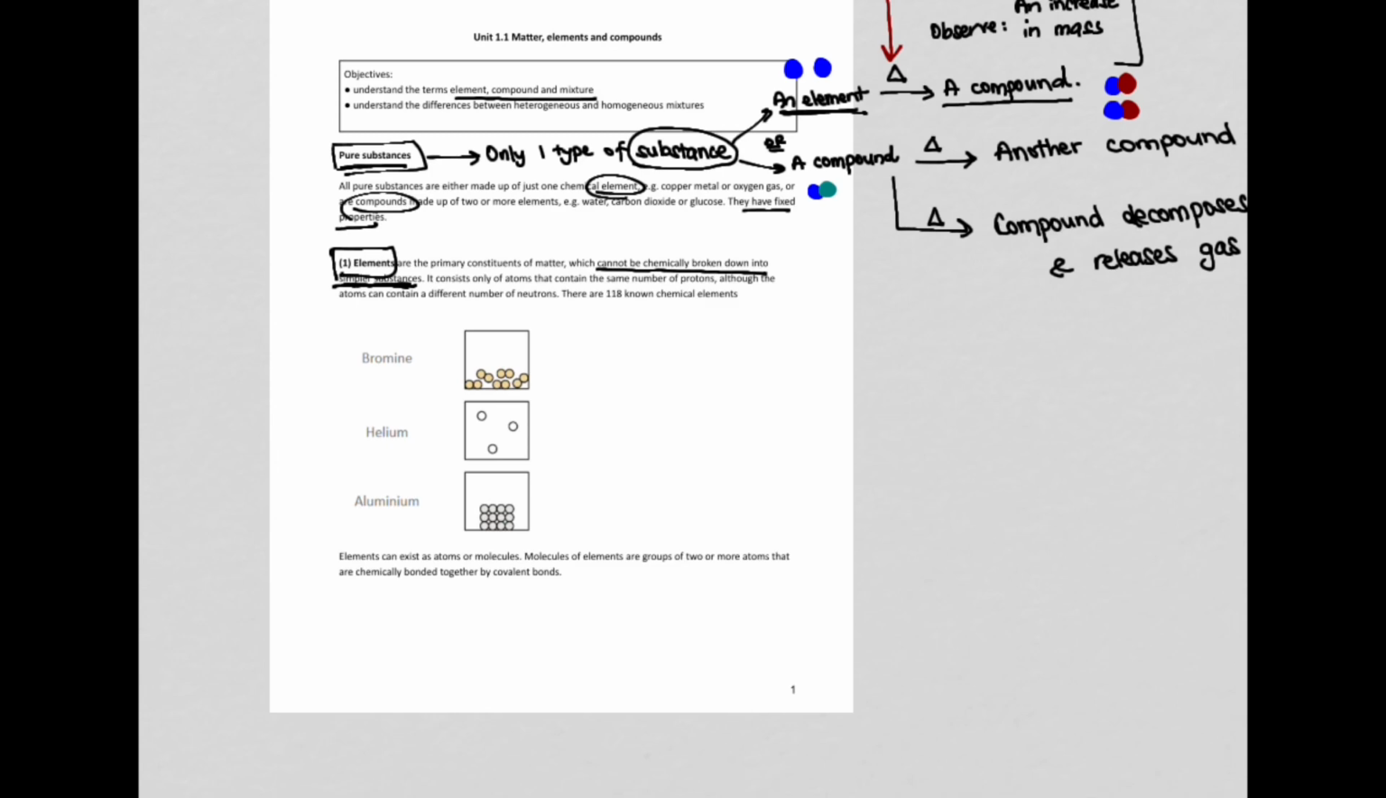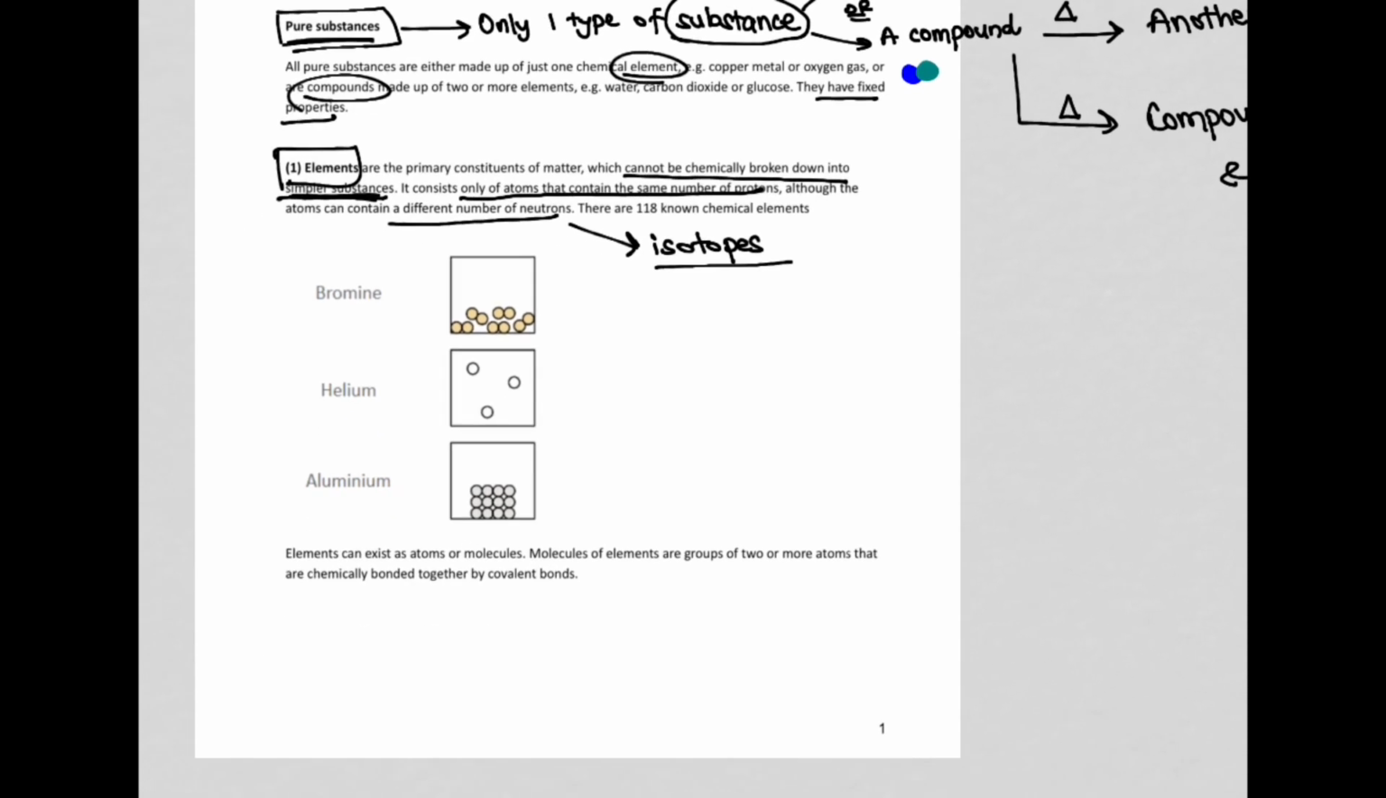Now let's look at elements in more details. So elements will consist of only atoms with same number of protons. You can have atoms with different number of neutrons. And that's okay, and it will still be the same element. And if you still recall your Form 4 and 5, you will remember that these are called isotopes. Elements with same number of protons but different number of neutrons. So these are still elements. And these are a few examples.